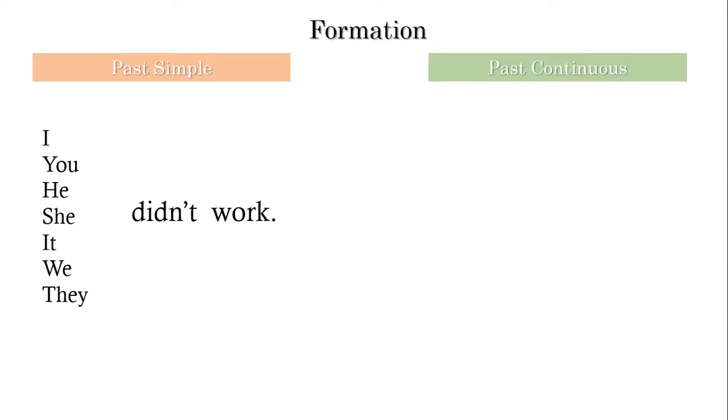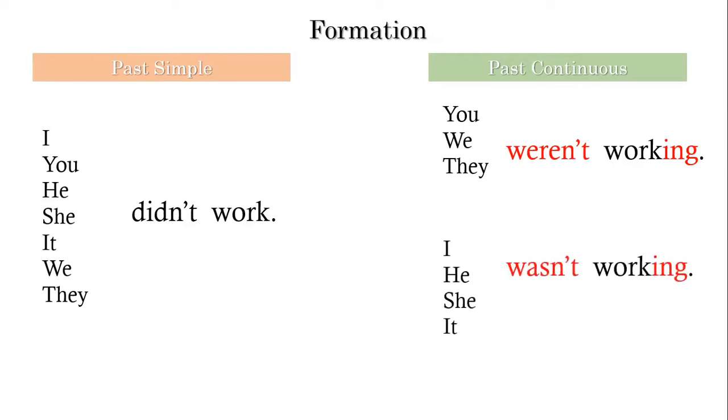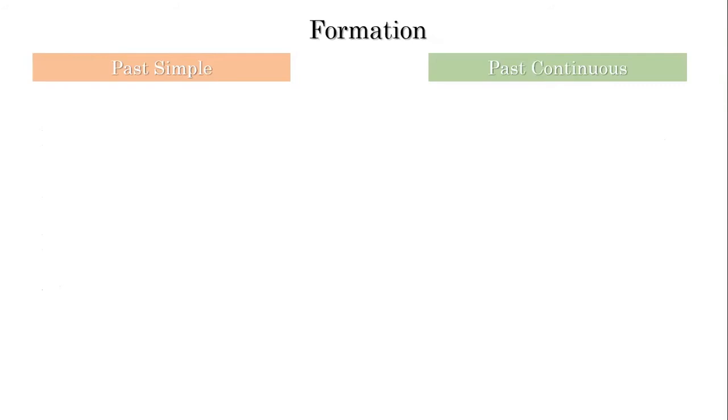Okay. Now, let's draw our attention to past continuous. Here, you have to add not next to be of past. So it will be, you were not working. You weren't working. They weren't working. Or I wasn't working. He wasn't working. She wasn't working.